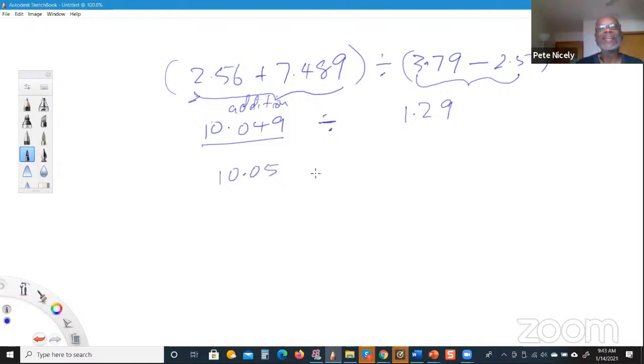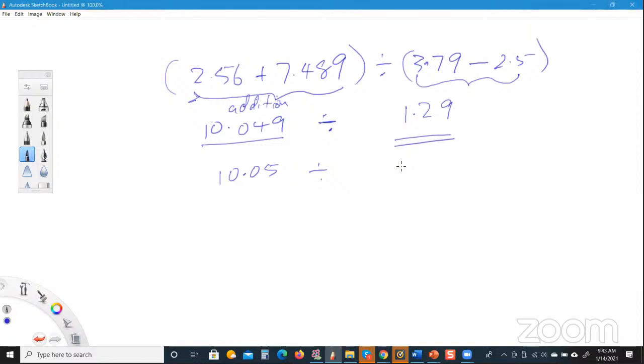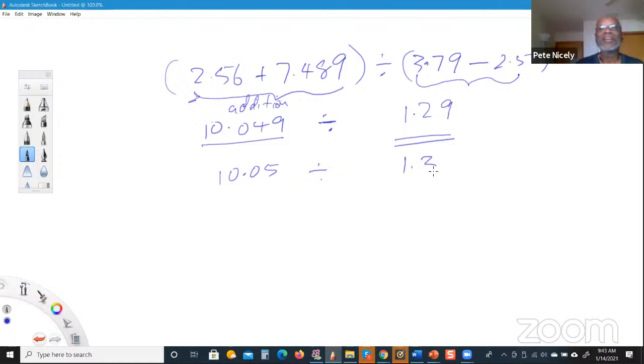10.05, right? And then for the next number here, what do we do with this number? You round it to 1 decimal. 1 decimal place. So it's 1.3. Okay, so when you divide this by this, let me do this on my calculator here, 10.05 divided by 1.3. Okay, so the answer I got here is a very long number, 7.730769231. So that's what I got when I do that calculation in my calculator.